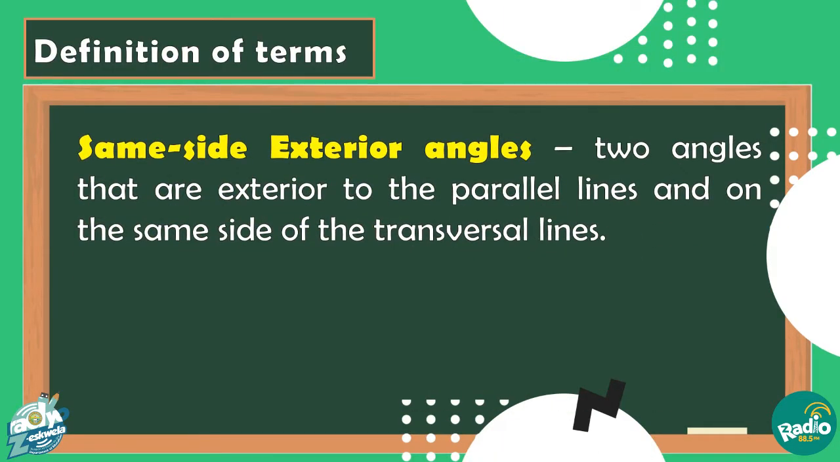Next concept is same side exterior angles. These are two angles that are exterior to the parallel lines and on the same side of the transversal line.